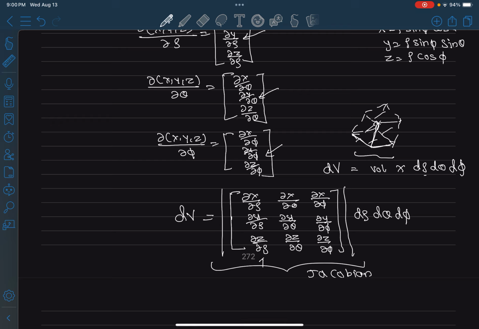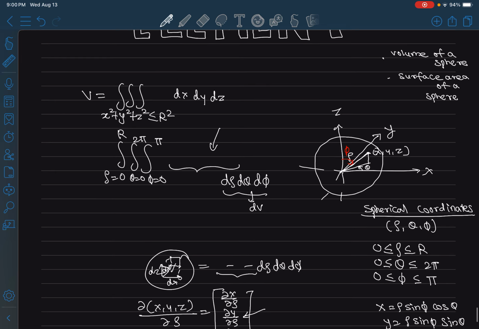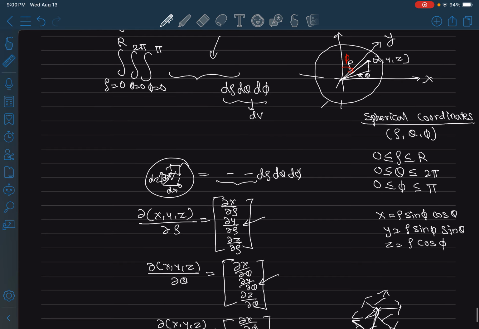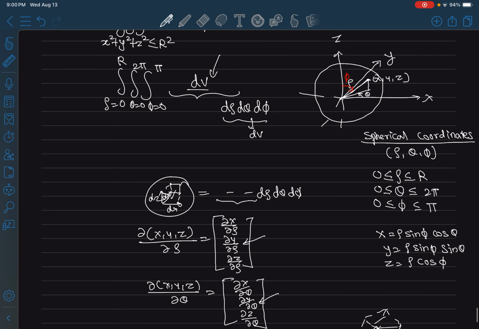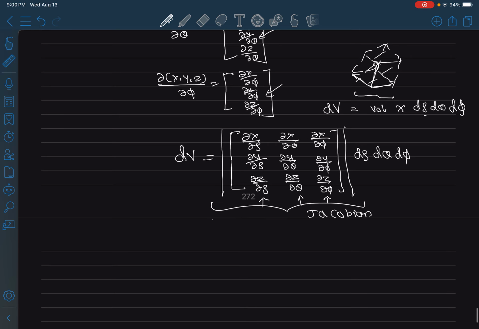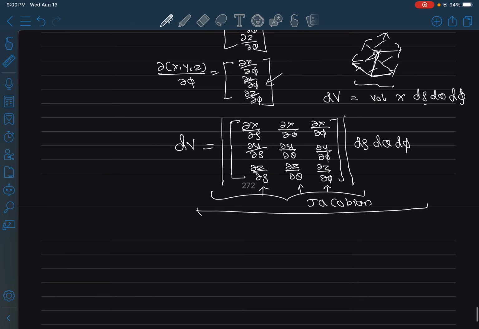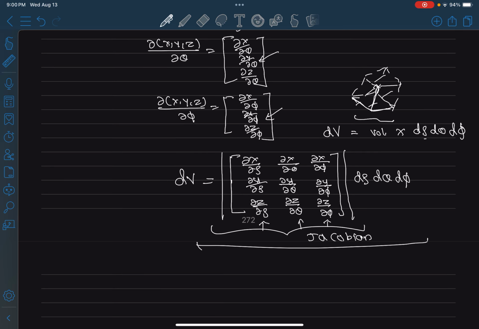These are the changes due to rho, due to theta, due to phi, and from those three vectors we were trying to find the change in volume, which is smaller than rho, theta, and phi. So that's what we did, right? And if you input this thing instead of dV, then you can just calculate the volume, right? Okay, so now let's do that.